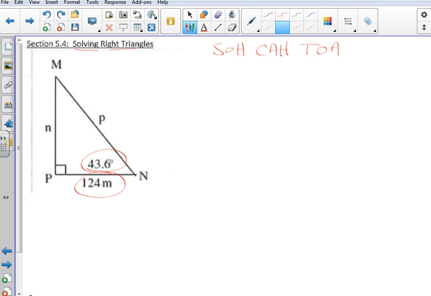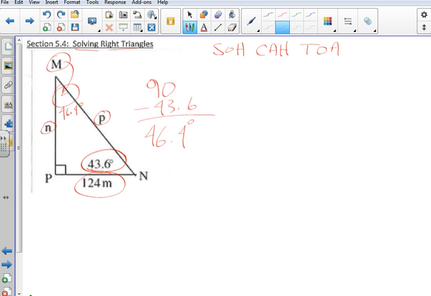And from that information, you should be able to find all the other missing pieces, like angle M here, or side N, or side P. Finding the other angle in this case is straightforward, because if you know one angle, the other one's got to be its complement. So we would simply take 90 degrees minus 43.6 and get 46.4, I believe. Yeah.